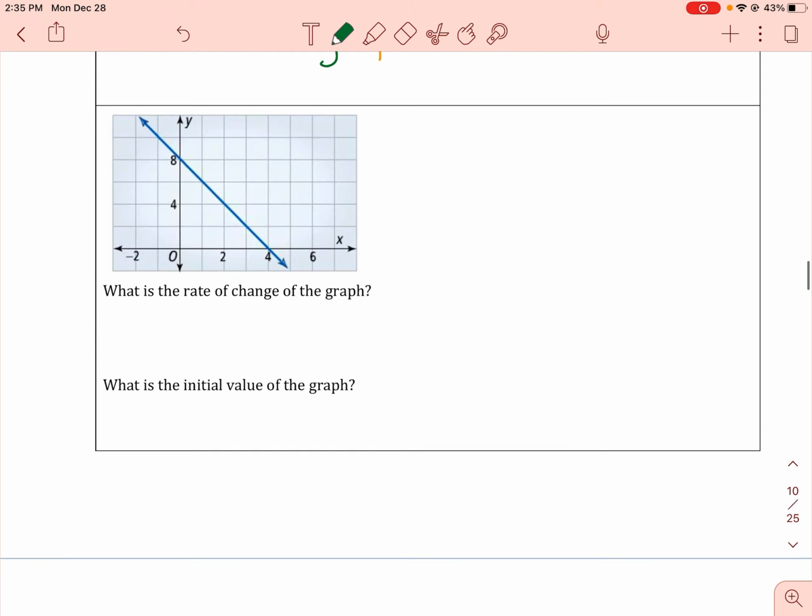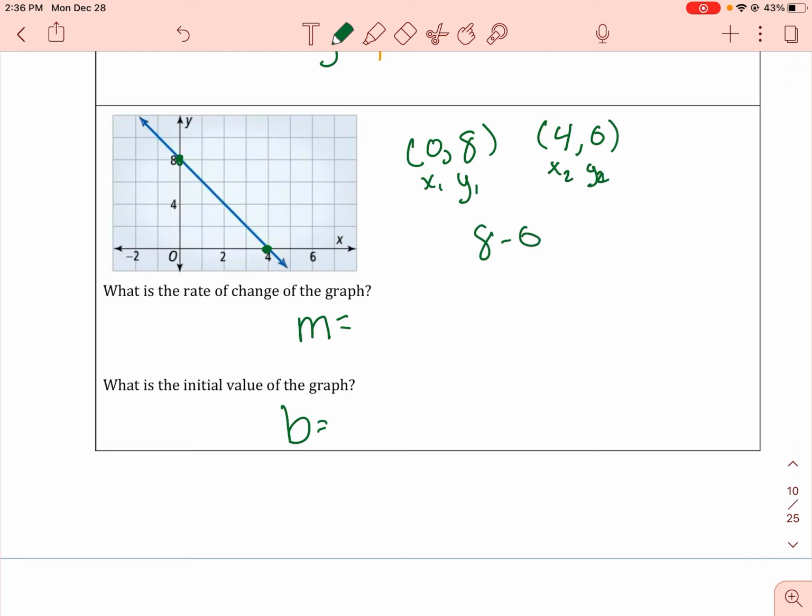What is the rate of change of the graph? And what is the initial value of the graph? Rate of change means slope, which is m. Initial value means y-intercept, which is b. So here I have the coordinates 0, 8, and each coordinate has 1 x and 1 y. And here I have a nice point with the coordinates 4, 0. Each coordinate has 1 x and 1 y.